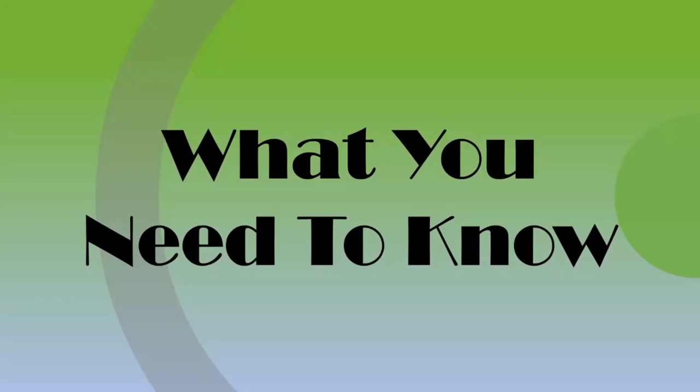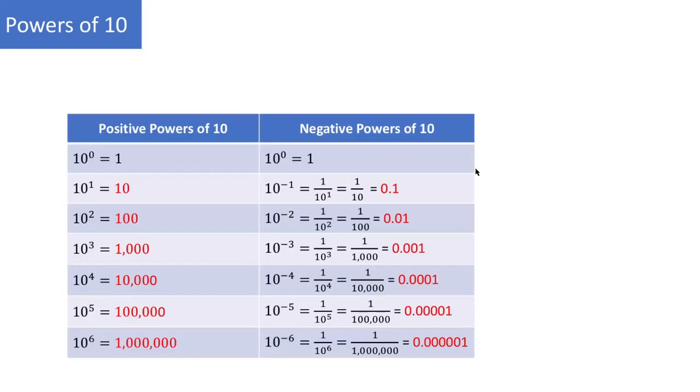Hello and welcome. Let's see what we need to know before we get into the questions. Powers of 10. Here are the positive powers of 10. 10 to the power 1 is 10. 10 squared is 100. 10 cubed is 1000. 10 to the power 5 is 100,000. So you notice here 5 zeros, 4 zeros.